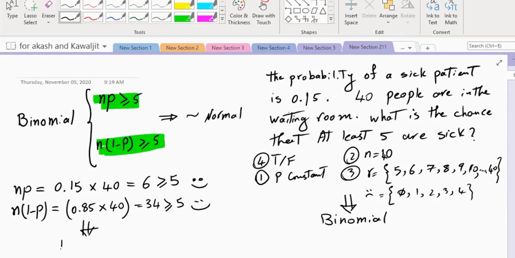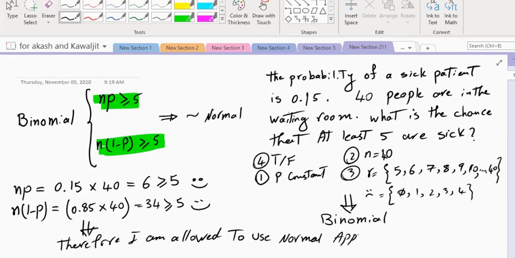therefore, I am allowed to use normal approximation to binomial. Notice that we know, and we are emphasizing that we know, we are intelligent, that this is actually a binomial distribution. But because we are allowed to, and it would be easier to answer the question using normal, we are answering with normal distribution, okay?